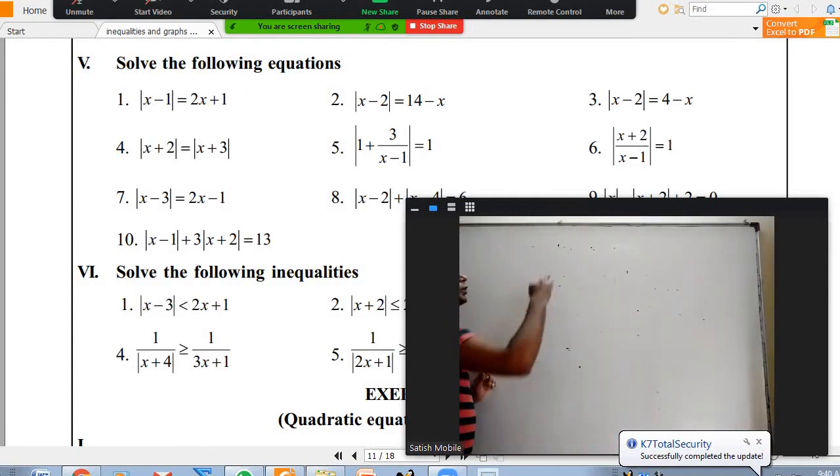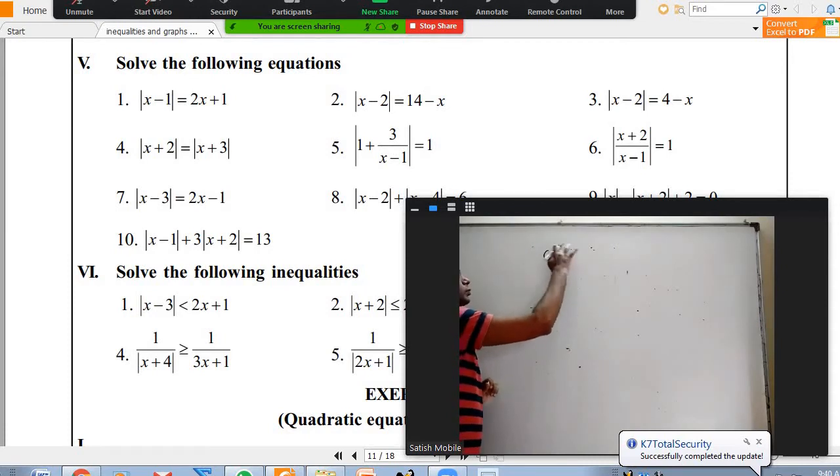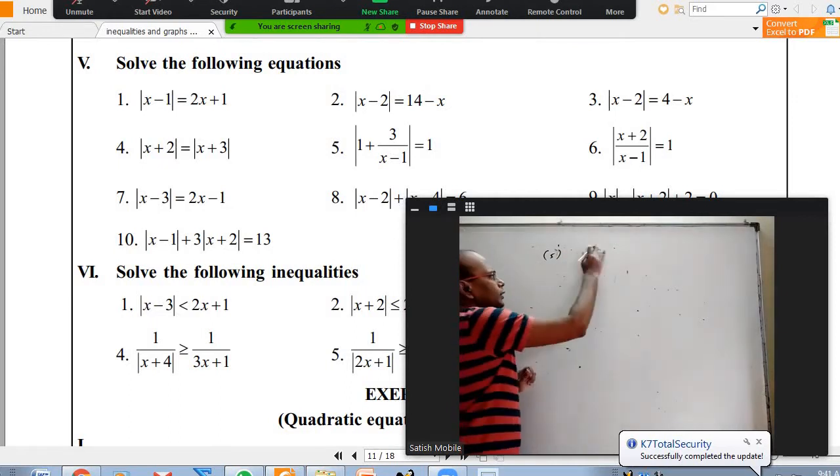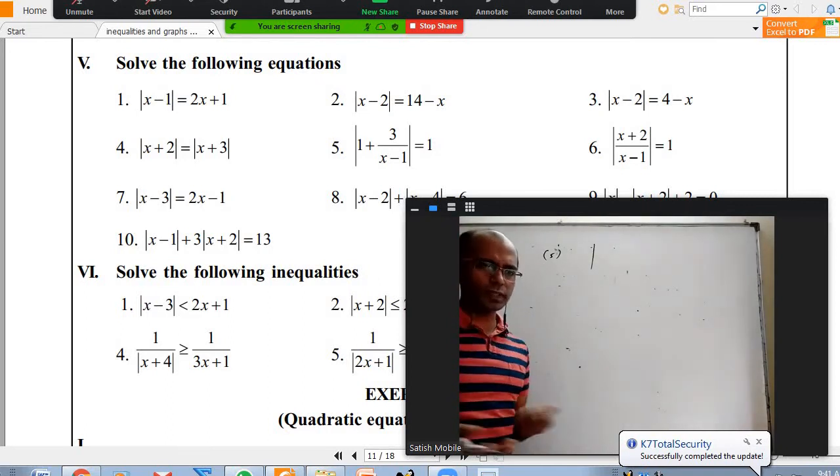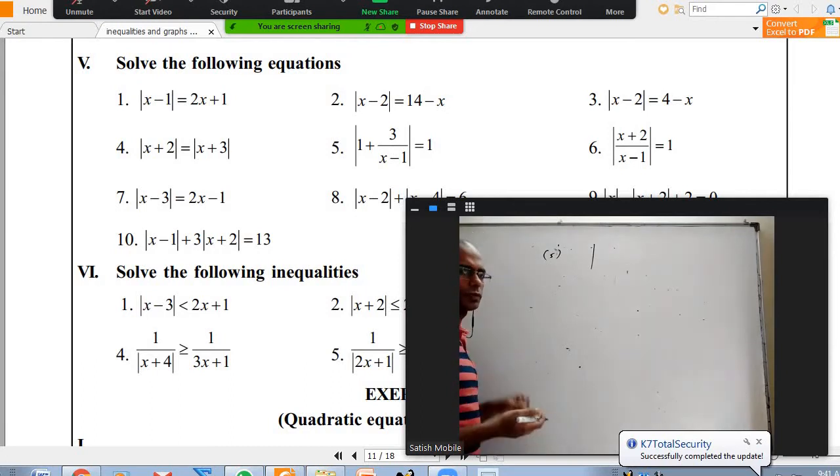Okay. Fourth question. Not fourth, sorry, fifth. You can take LCM. Directly, mod of something equal to 1 means you can directly write equal to plus or minus 1. That is very simple. I don't have to do much.